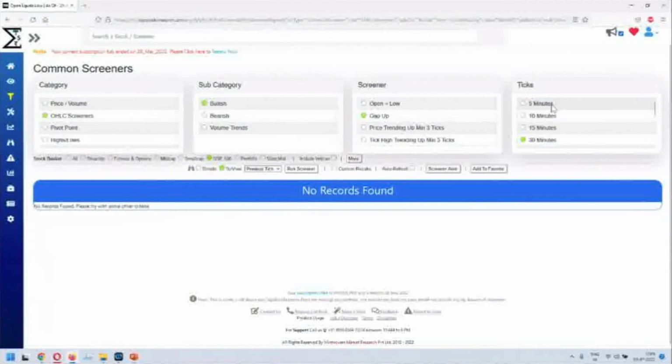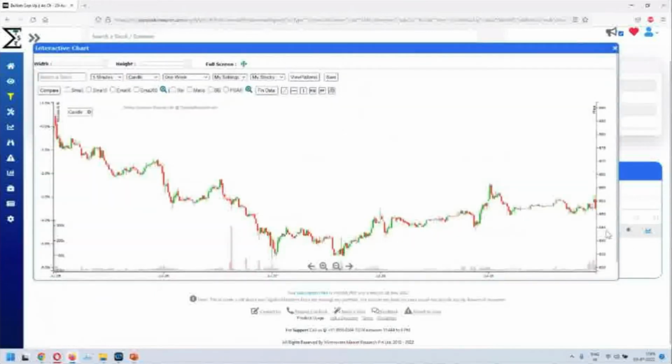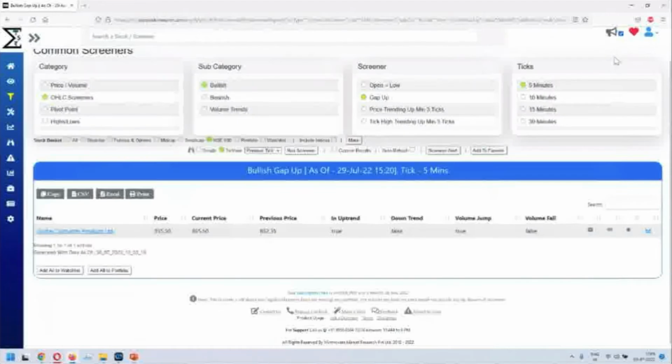So 5 minutes may be better. Yeah, 5 minutes, right? So this is gap up in the previous tick. So if you want to see what happens after a gap up, you'll have some idea about that. Okay, gap up, should you use gap up or not?